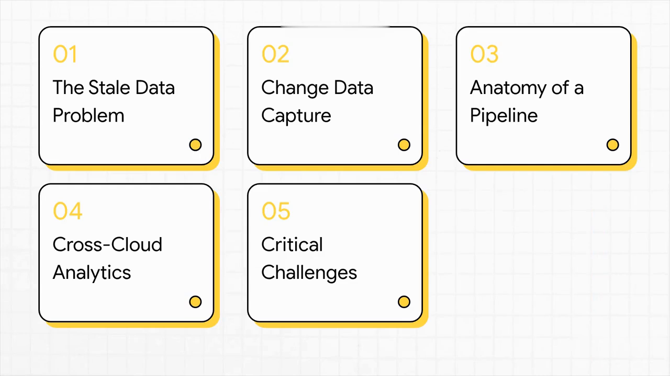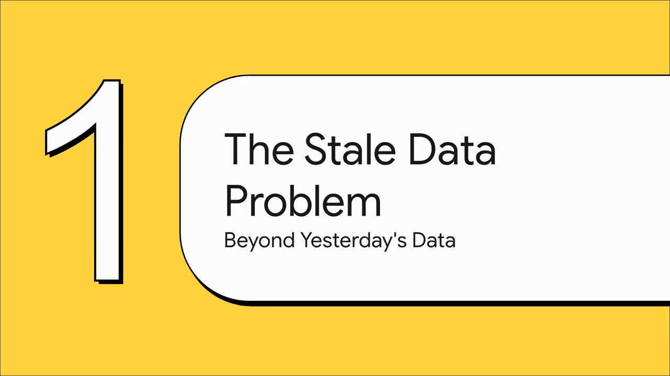So here's how we're going to break this all down. First, we'll talk about the core business issue, the stale data problem. Then we'll introduce change data capture as the hero of our story, and we'll look at the anatomy of a real CDC pipeline. After that, we'll walk through a practical cross-cloud example, and we'll wrap up with the really critical challenges you have to get right for this to work. All right, let's kick things off with the big why.